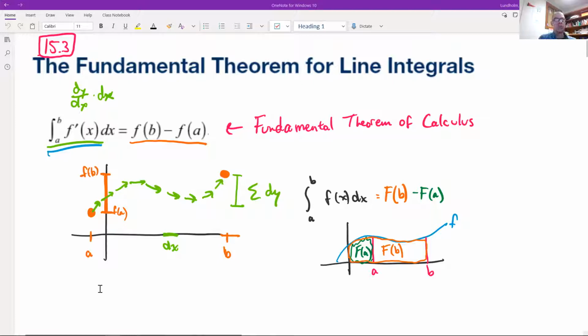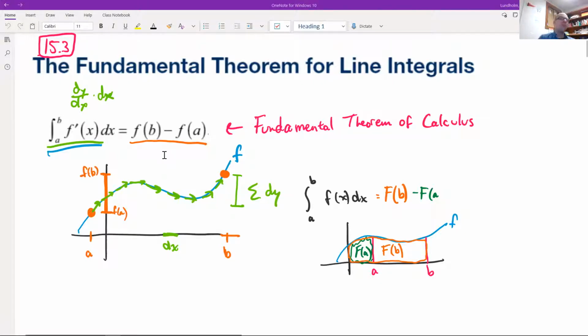Now, is it easier to add up an infinite number of slopes in order to get this change in y values? Or would it be easier just to calculate the y value at the end and the y value at the beginning and subtract them? Well, this one's obviously easier, right? And that's what we're going to do today for line integrals.